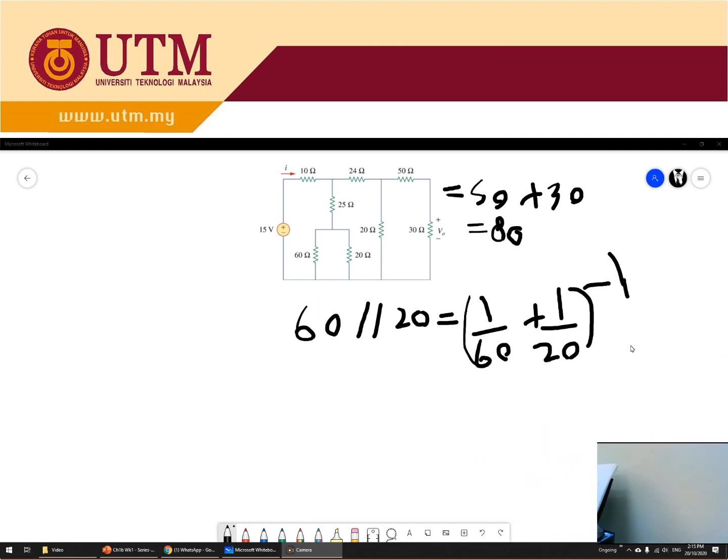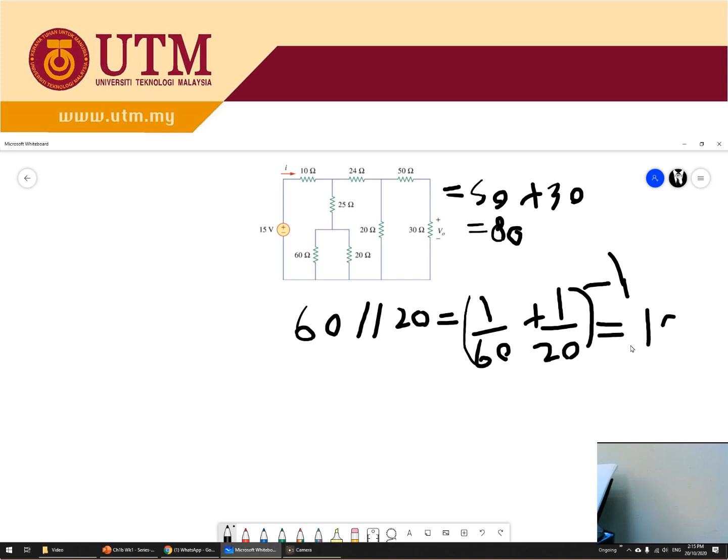So here is equal to 15 ohm. So this one becomes 15 ohm. This one is 15 ohm, this one 80 ohm. So to avoid confusion, it's better for you to draw again. Plus, minus.